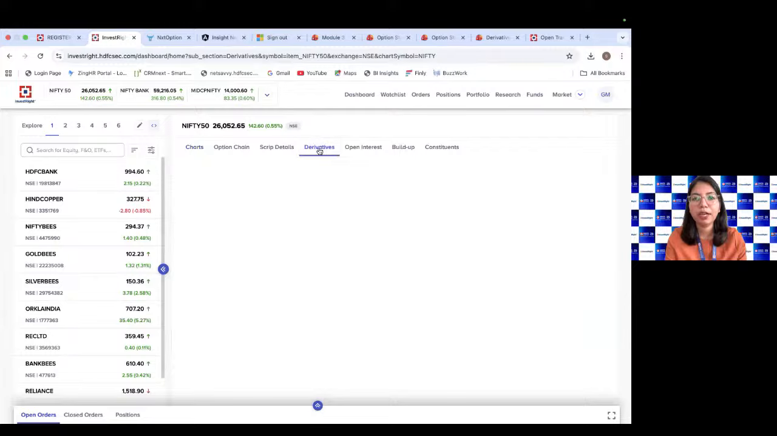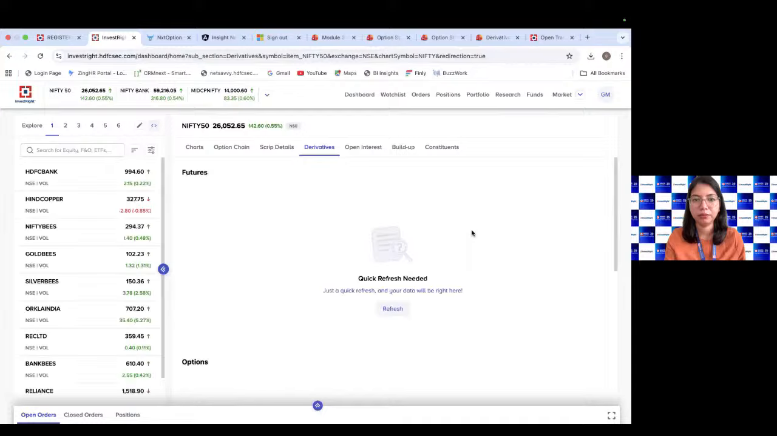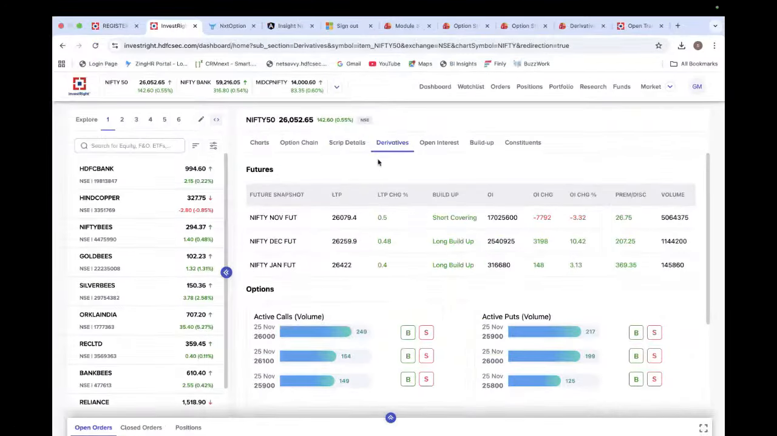I clicked on derivatives. Now this will give me the futures and options of Nifty over here. Wherever you click, it will give you the futures and options of that particular entity. We understood that at a time we get 3 months of contracts live. So now you can see the November future, December future, Jan future. What is the LTP of that contract? What kind of LTP change is happening? What kind of build up?